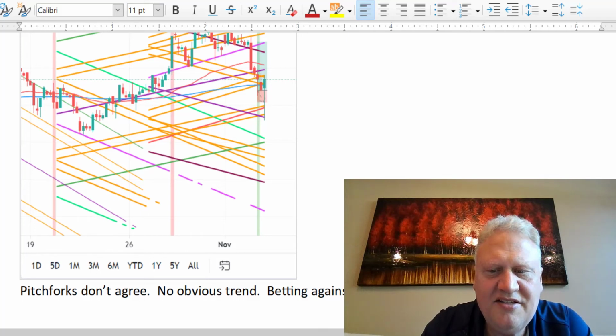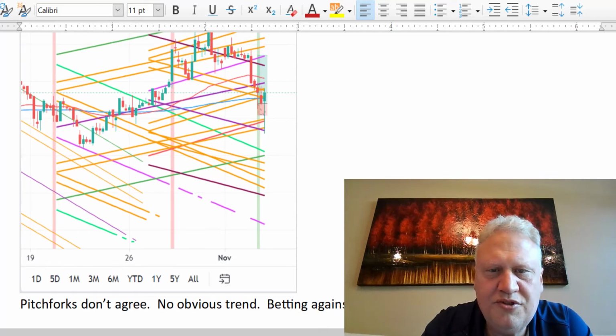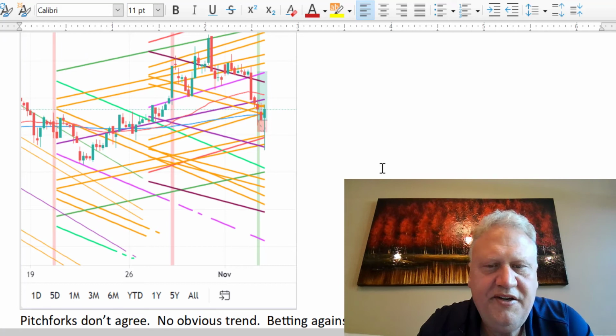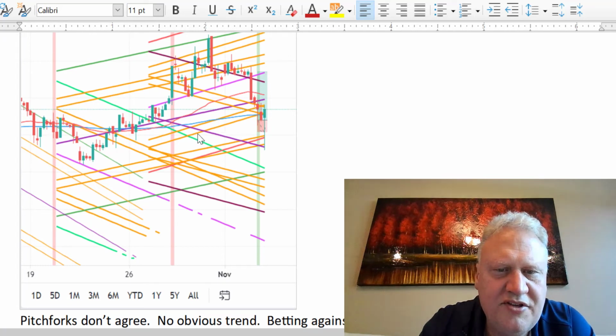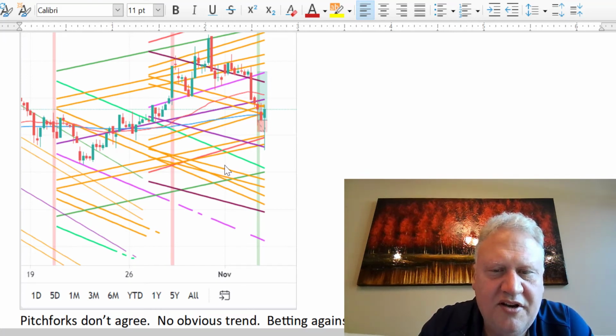And you're betting against the 80% median rule. So what does that mean? All right, so let's take a look here. There's no obvious trend. I don't know the high here, but it looks to me like price is just going along with no obvious trend going on. And the pitchforks are going in every different direction. It's so confusing. I can't see what's going on here.